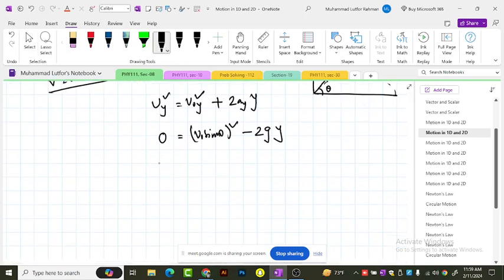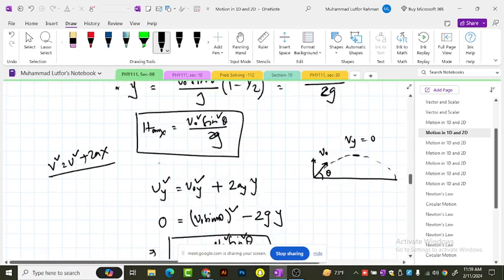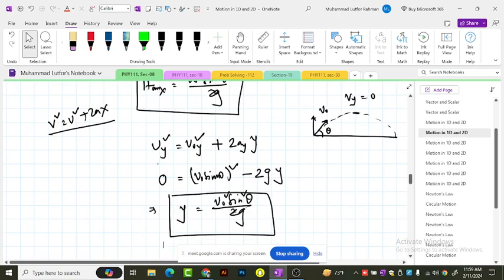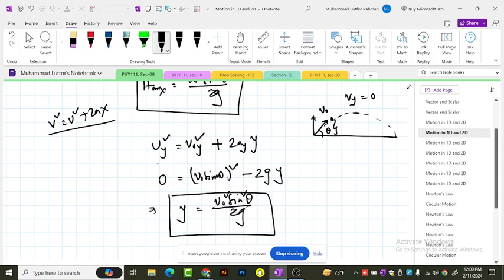Then I can find this y, which is simply v naught squared sine squared theta divided by twice g, which is exactly the same as the maximum height equation, right? So that means without memorizing those equations, you can find it. If you just know the velocity at any point, you will be able to find the height using that formula. All right, that's the procedure to find this parameter.